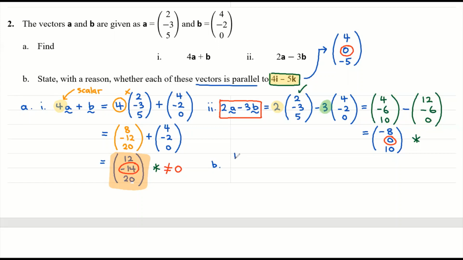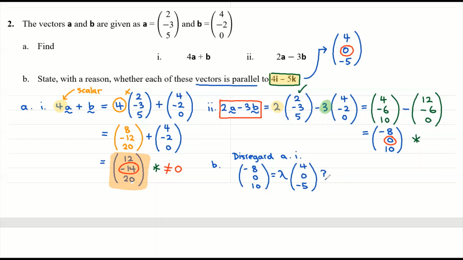So for part B, we can disregard A part i for the reasons I've just suggested. Now, let's just test A ii. If we do that, then the vector we've got, the -8, the 0, and the 10, must equal some scalar multiple, I'll call it lambda, of 4, 0, and -5. Now, I don't know if that's true. I'm going to put a question mark there. So we have to check.